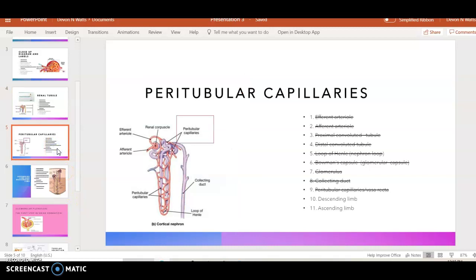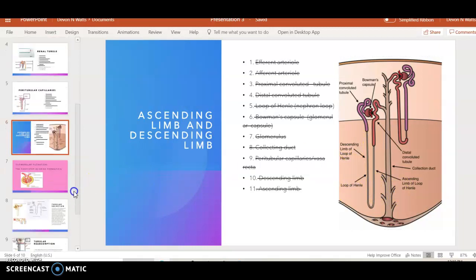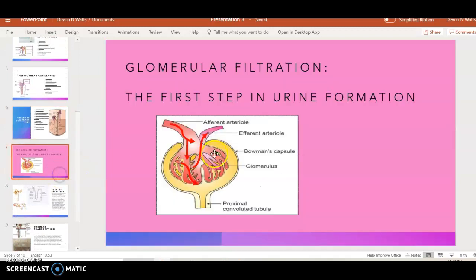The peritubular capillaries are right here. And then finally the ascending limb and descending limb of the loop of Henle. Those are right here. And so this is very important in glomerular filtration, the first step in urine formation.